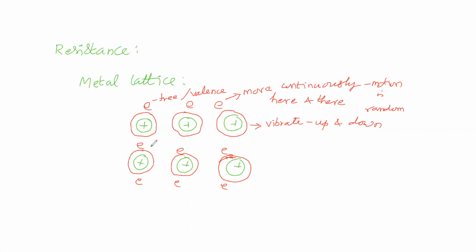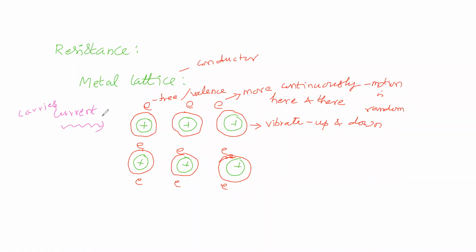So, metal is a conductor. That means it can carry current. How it is carrying current, we will see. So it carries current.